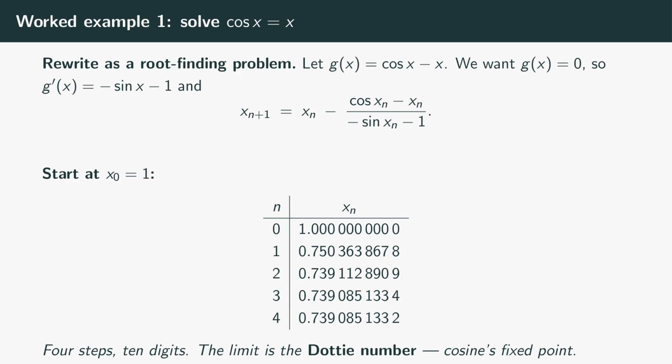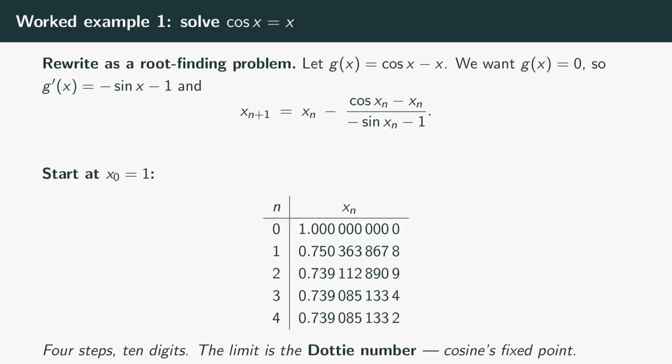Step 3. Pick a starting guess. We need a sensible starting point. At x equals 0, g of 0 is cosine of 0 minus 0, which is 1, which is positive. At x equals 1, g of 1 is cosine of 1 minus 1, approximately 0.540 minus 1, which is minus 0.46, which is negative. So the root sits somewhere between 0 and 1. Start at x naught equals 1.